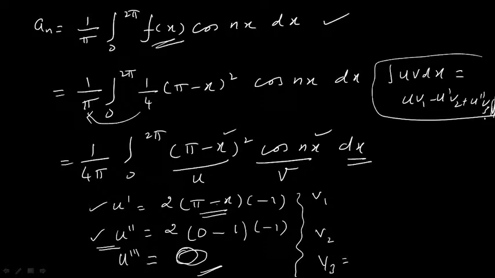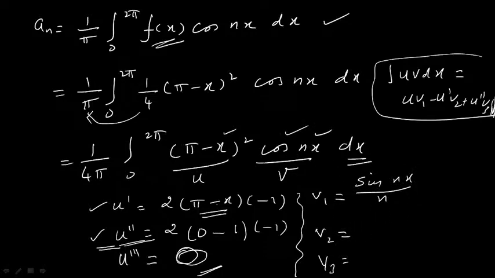It is an infinite formula. It stops whenever the derivative of u becomes 0. So we have to continue up to u double dash, whereas u triple dash is 0. So we have to calculate only v1, v2, v3, that's enough. Okay, so your v1 is, this is your v, cos nx. If you integrate cos nx, what do you get? Sin nx divided by n. Integrating cos nx, you get sin nx divided by n.